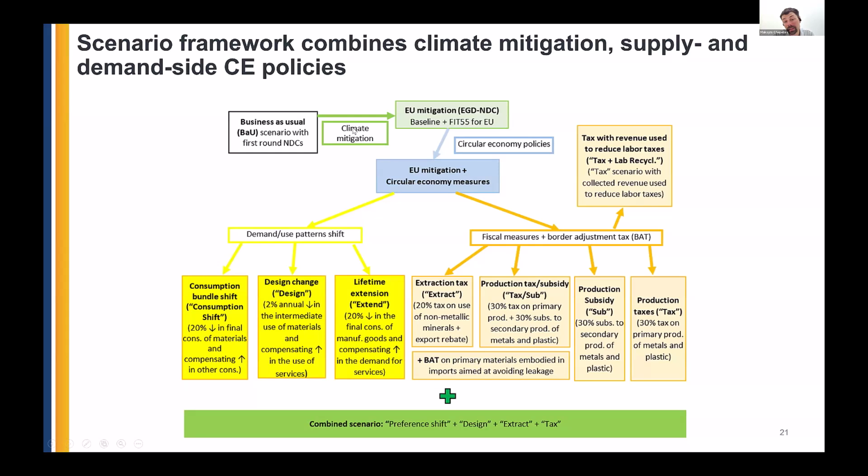And then we use this essentially baseline plus EU Fit for 55 scenario as our new reference point to assess different circular economy measures. We split the measures, as I mentioned, into demand-side measures, and this includes, for instance, consumption bundle shift, where final consumption of materials declines by 20%, but then there is a compensating use of other consumption categories. So think of, for instance, you buy less material goods like cars, but then you might travel more, or you might go more to, I don't know, watch movies.